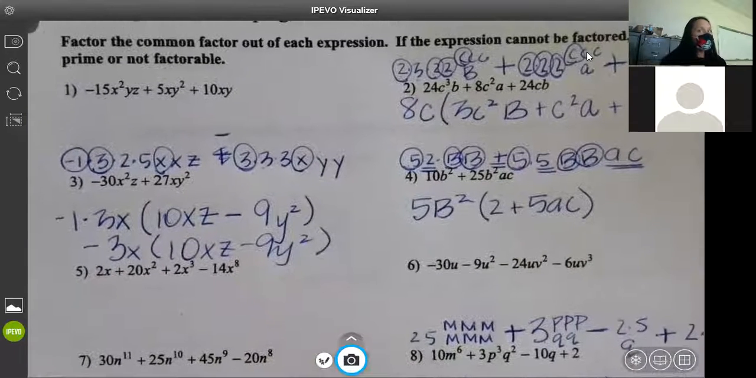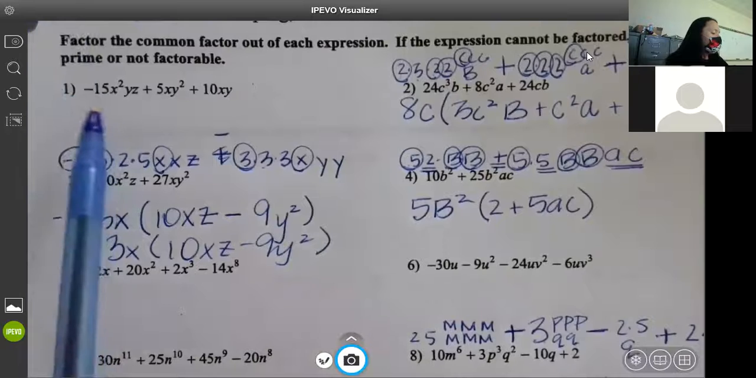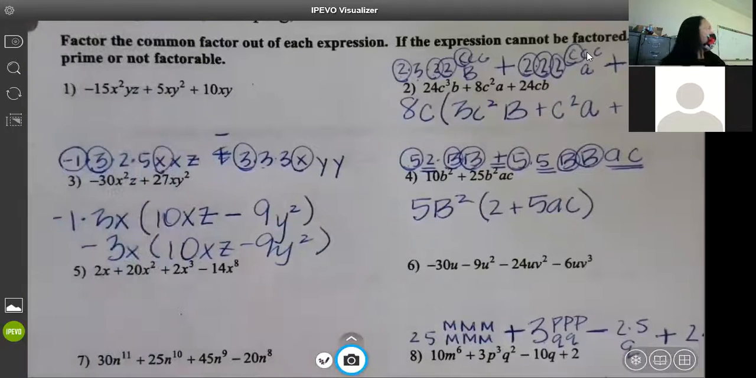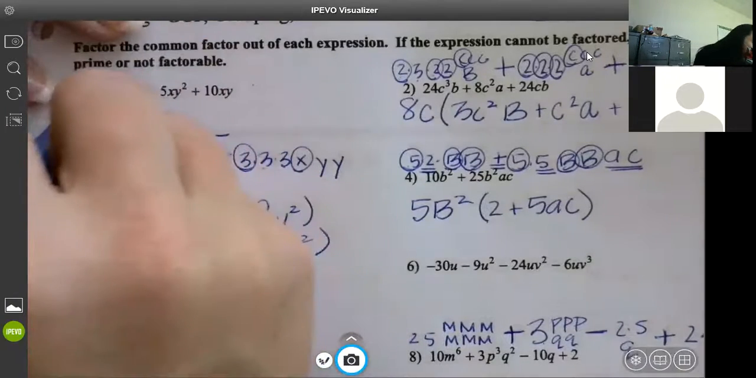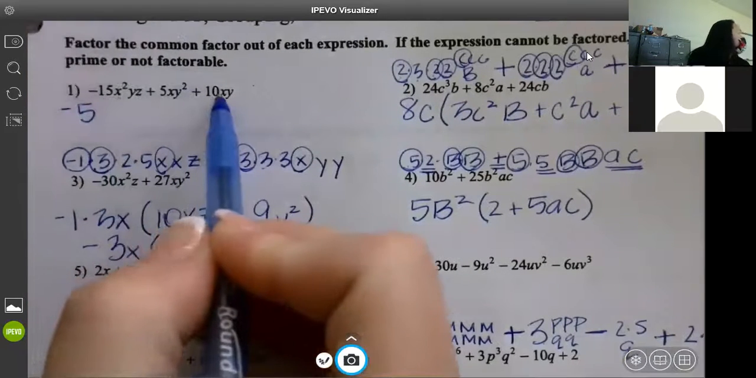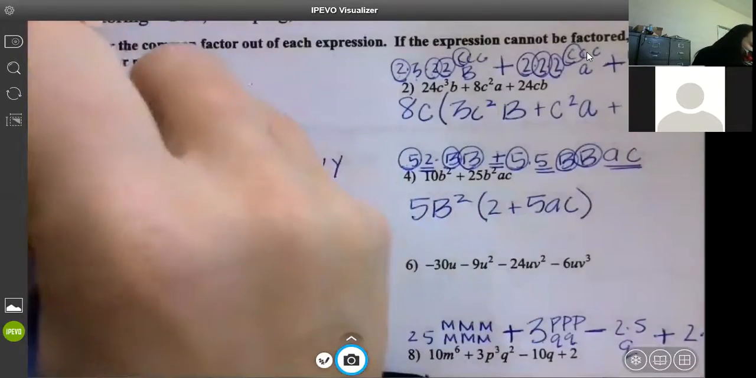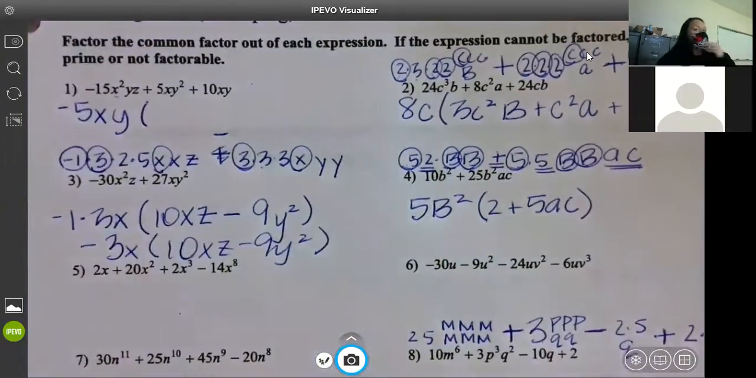If you can see it without having to break it down, do that. What is in common between 15, 5, and 10? A 5, right? So I don't have to break this down because I already know that's what's in common. But remember, I don't like the negative in front, so I'm going to take it out. Are there any letters in common? They all have x. The littlest number is 1x, so they all have 1x. And they all have 1y in common. So you don't have to break it down if you don't need to, okay?